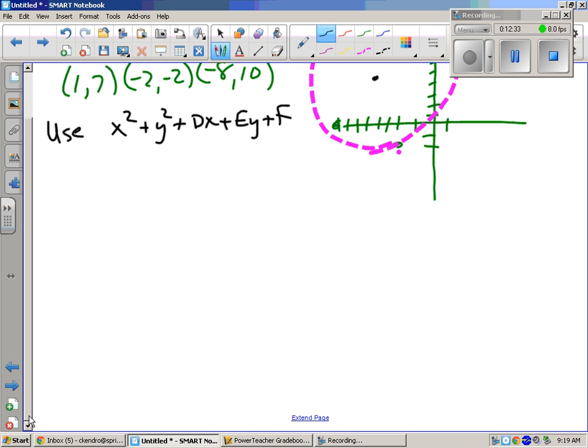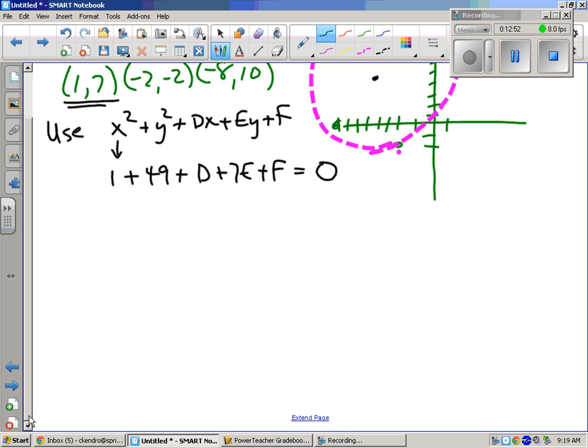Okay, first thing I'm going to do is plug in 1 and 7 into the x and y right here. So I have 1 squared is 1, 7 squared is 49, plus 1d plus 7e plus f. And actually this is equal to 0.